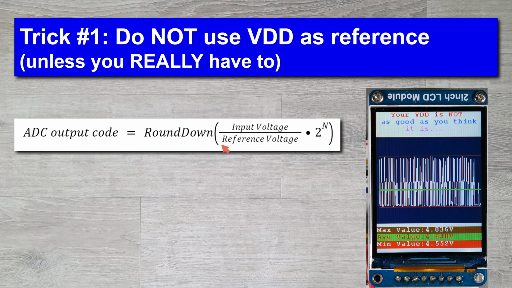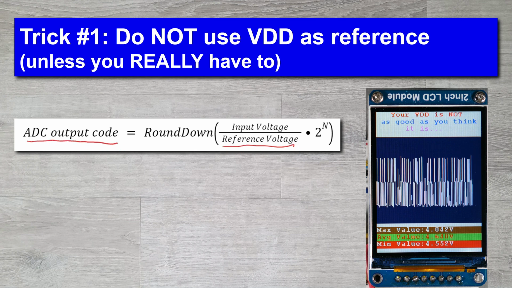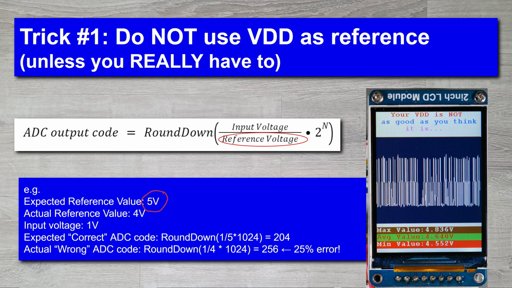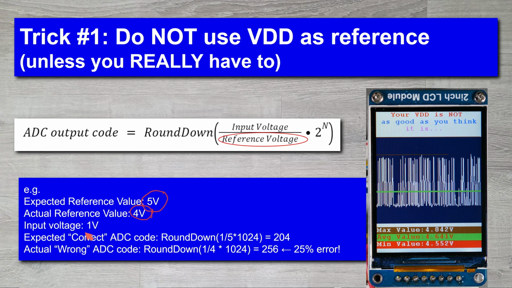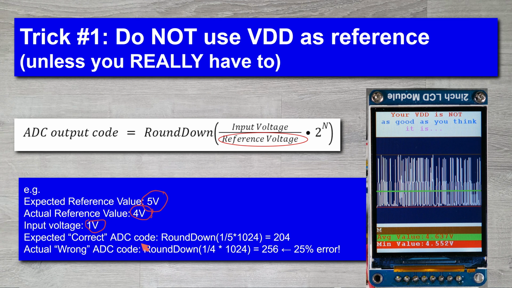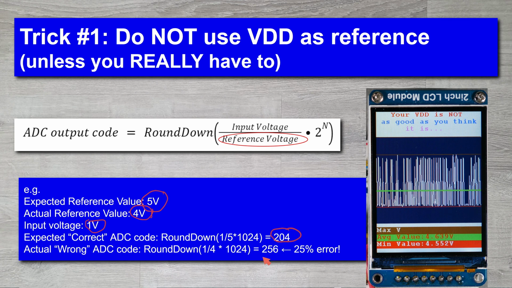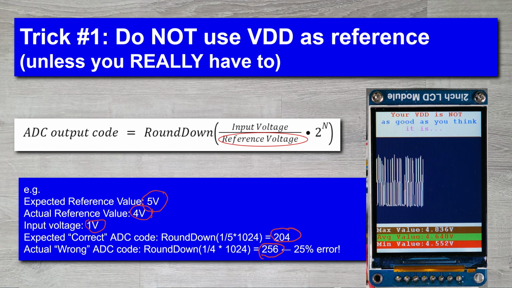As you can see here, whatever error you have in your reference voltage will be directly reflected in your ADC output code. For example, let's say your expected reference value is 5 volt, but actually you're getting 4 volt, and then you try to measure an input voltage of 1 volt. In this case, the correct ADC code should be 204, but what you are actually getting is 256 because your reference voltage is wrong. And that is a 25% error.